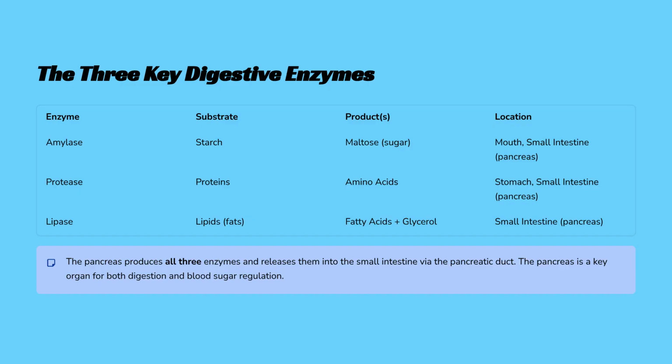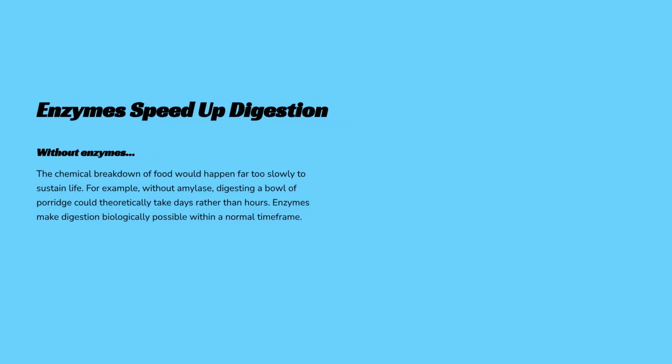Amylase breaks starch into maltose. Protease breaks proteins into amino acids. Lipase breaks lipids into fatty acids and glycerol. The pancreas produces all three for the small intestine. Without enzymes, the chemical breakdown of food would take far too long to sustain life.